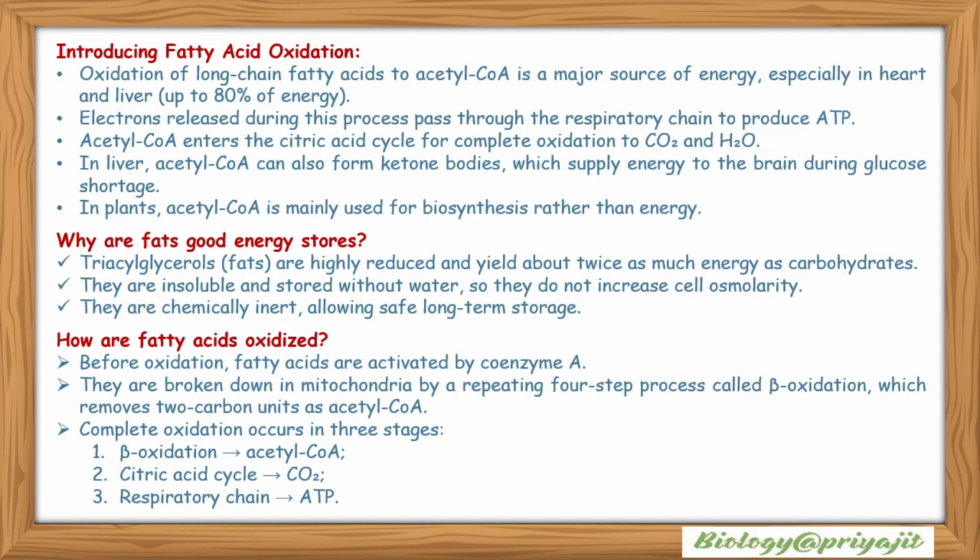So, introducing fatty acid oxidation. Oxidation of long-chain fatty acids to acetyl-CoA is a major source of energy, especially in heart and liver, up to 80% of energy. Electrons released during this process pass through the respiratory chain to produce ATP, and acetyl-CoA enters the citric acid cycle for complete oxidation to carbon dioxide and H2O. In liver, acetyl-CoA can also form ketone bodies which supply energy to the brain during glucose shortage. In plants, acetyl-CoA is mainly used for biosynthesis rather than energy.